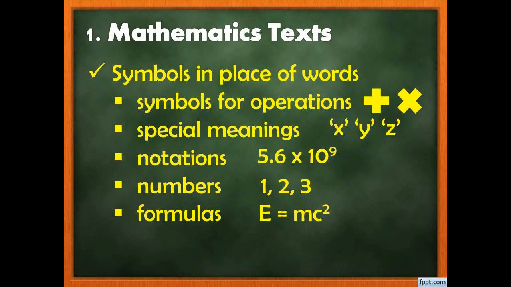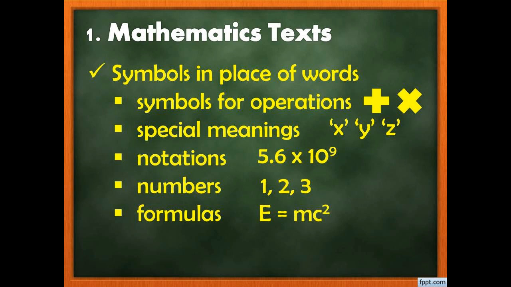Now, let's begin our discussion with the 5 disciplinary texts with the first type, which is mathematics texts. Mathematics is easily recognizable because of its use of symbols in place of words. Examples of these symbols are symbols for operations like plus sign for addition and X sign for multiplication. It also uses letters with special meanings like X, Y, and Z, which are used to stand for variables or the unknown.